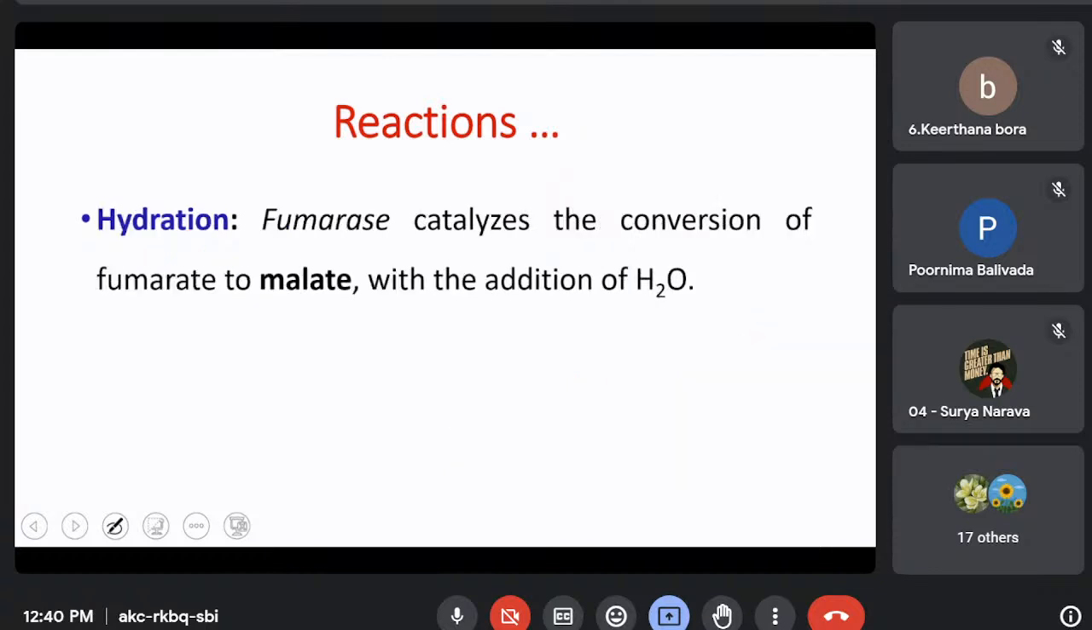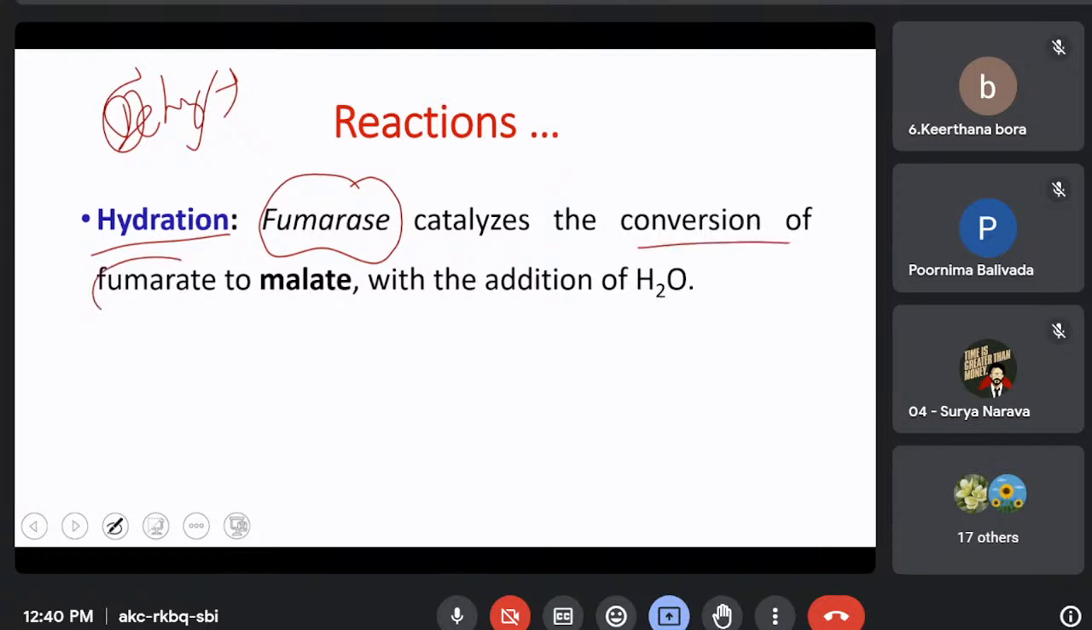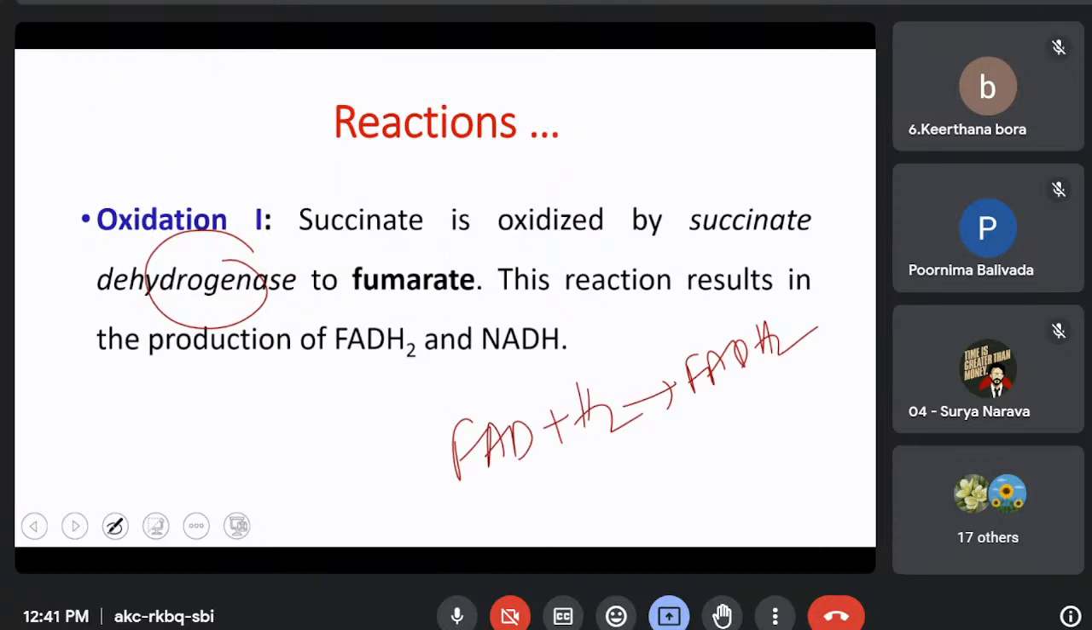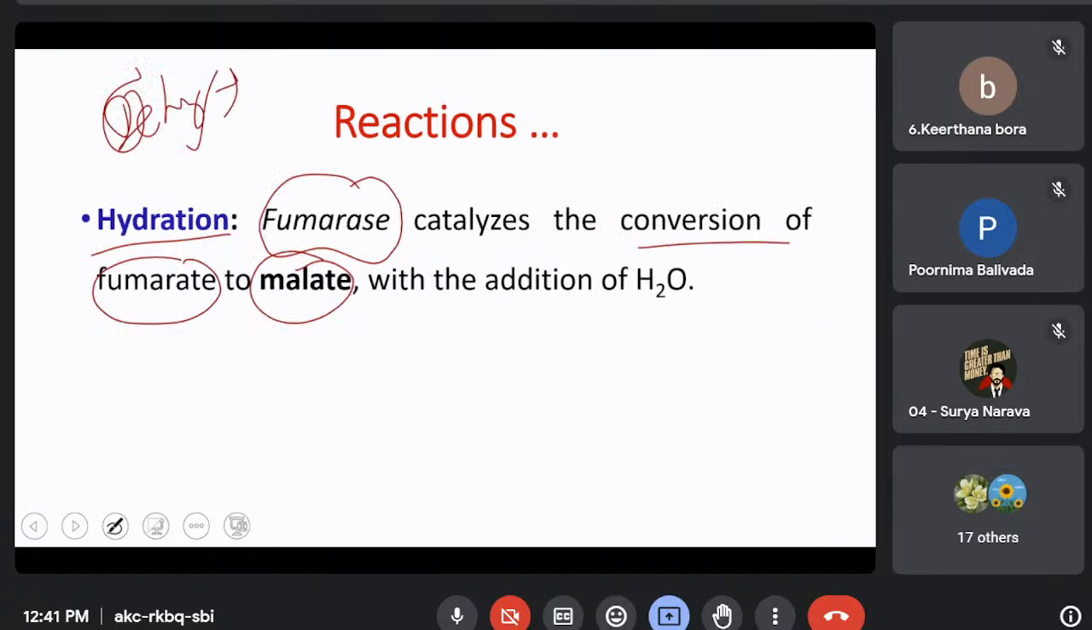Next reaction is hydration. Dehydration means removal of water. Hydration means addition of water. So hydration, here addition of water takes place. The enzyme involved here is fumarase. Fumarase catalyzes the conversion of fumaric acid to malic acid. So here what happens? The fumarate that is produced here is converted into malic acid or malate. How is it produced? By the addition of one water molecule. Hence we call this reaction hydration.